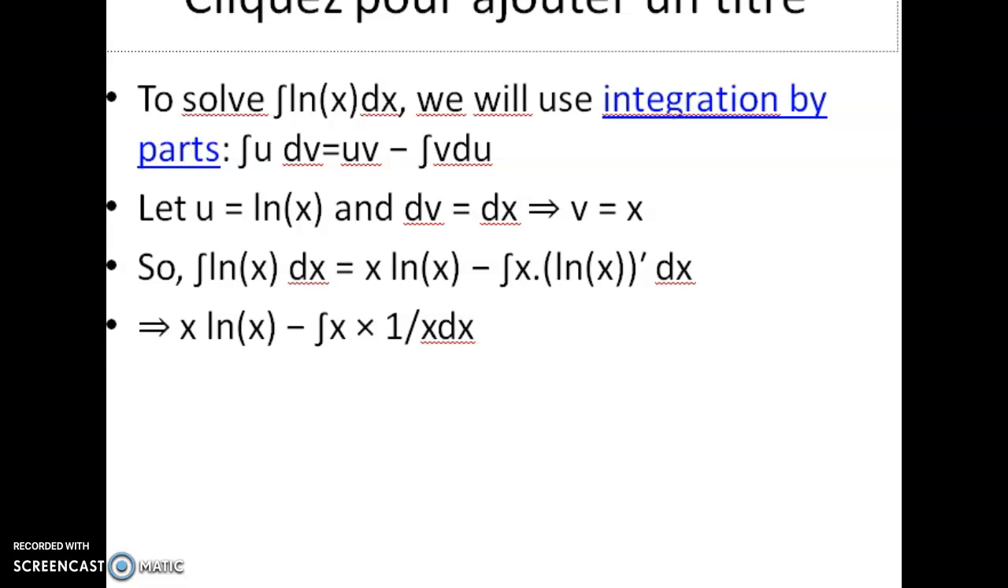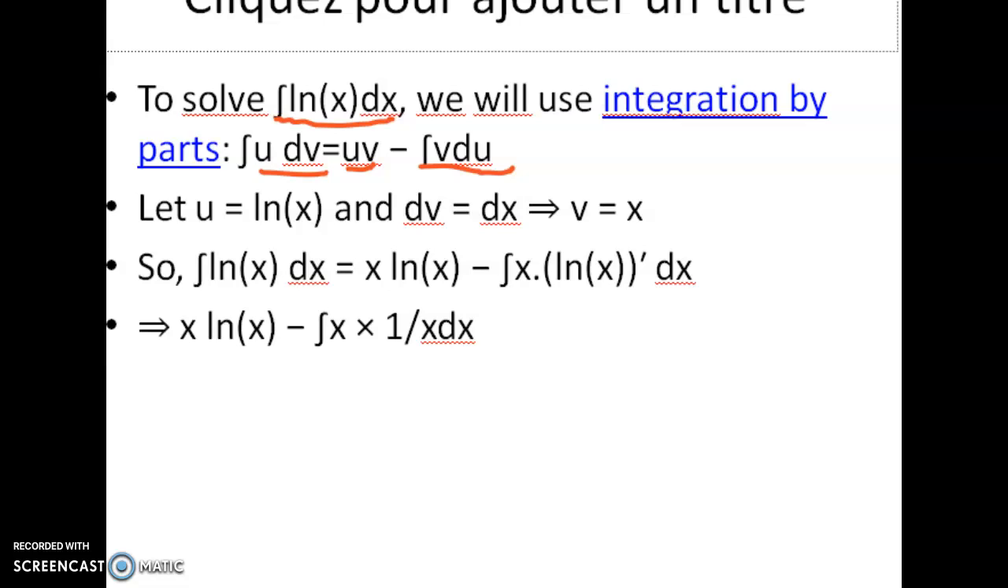Integration by parts is when we consider our integral as two terms, u and dv. So we consider this integral of ln x dx as u dv. Right. So in this case, just a reminder also, the integral of u dv comes out like this: uv minus the integral of v du. So we're going to do the same thing.